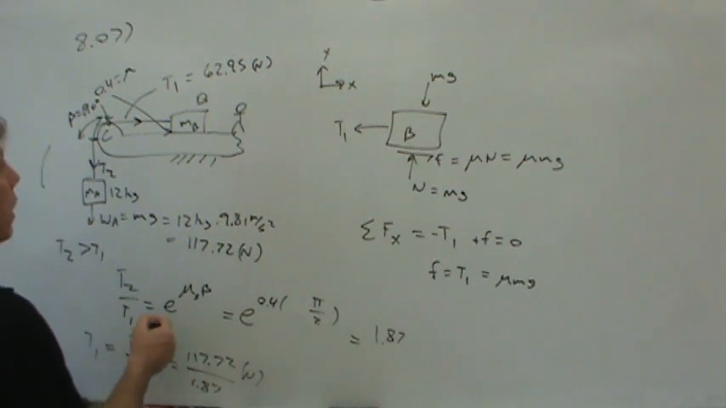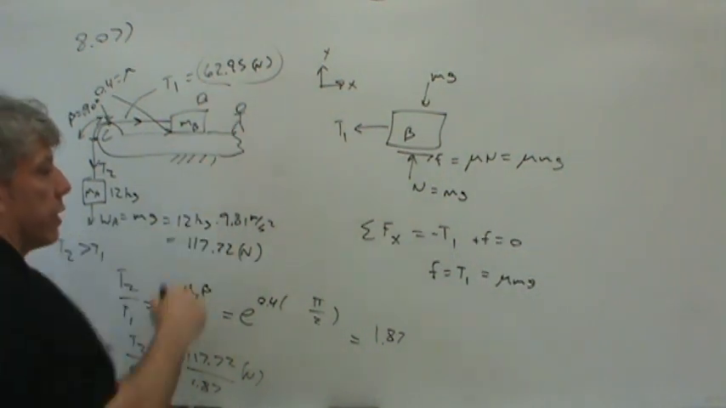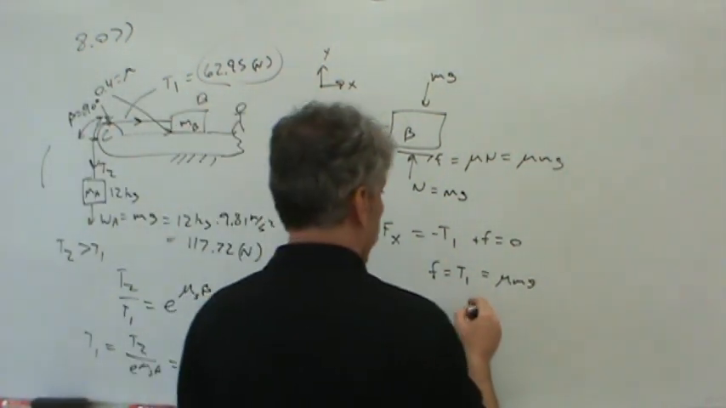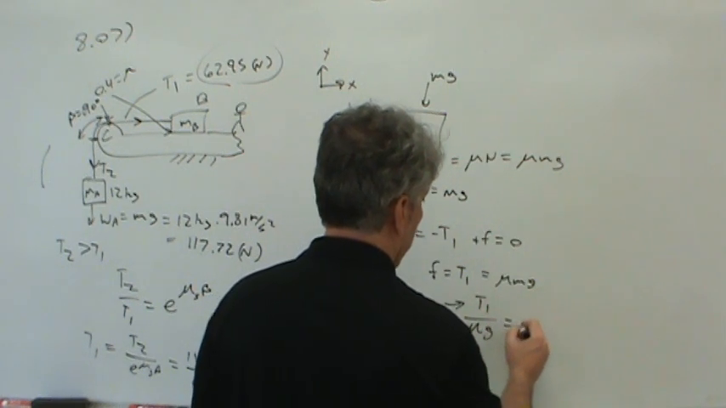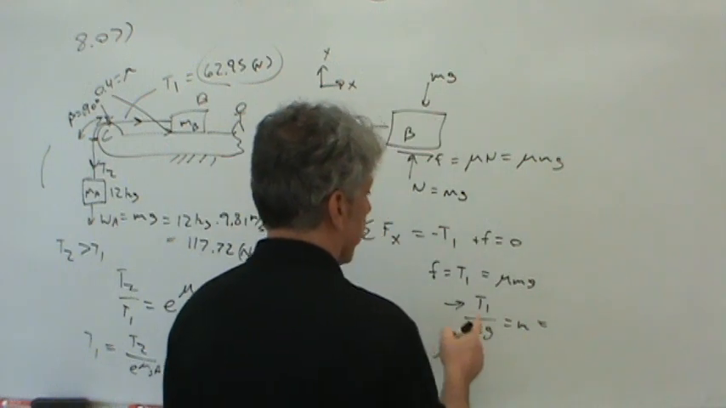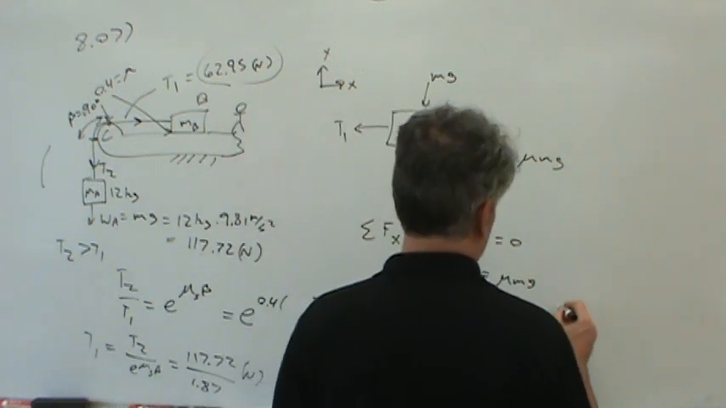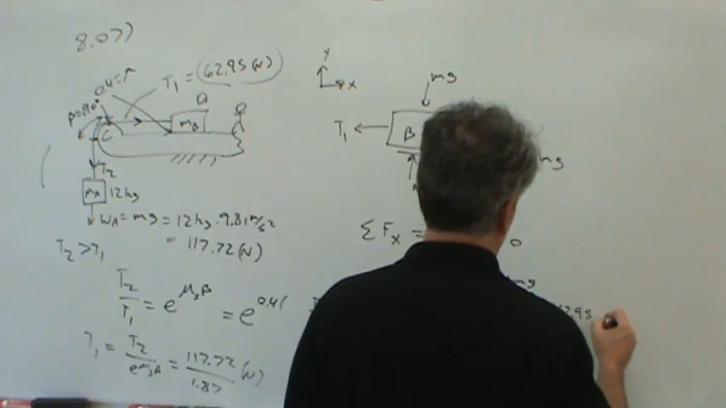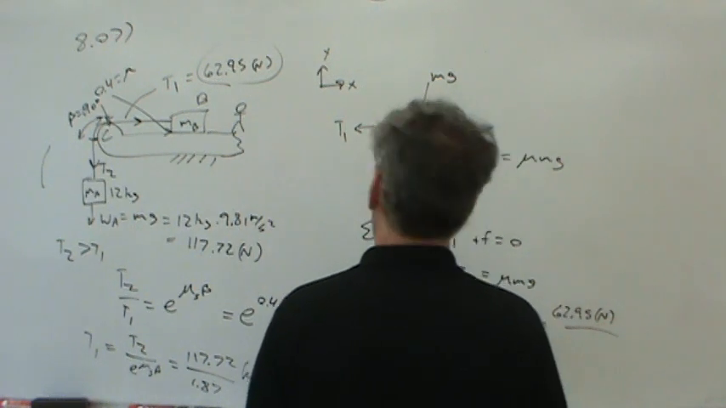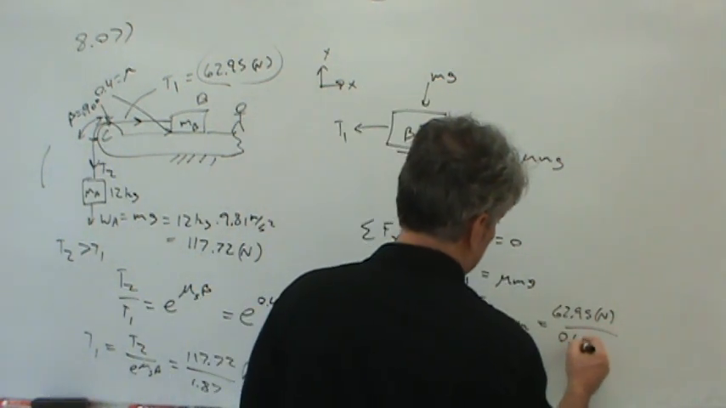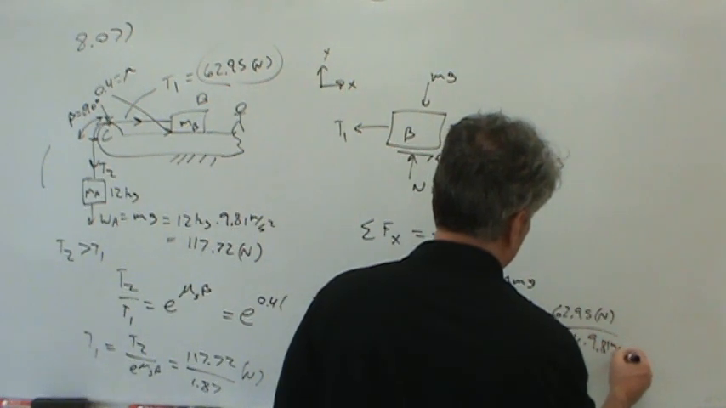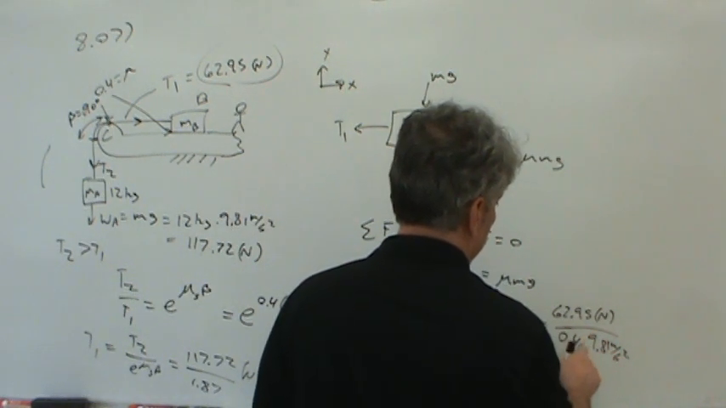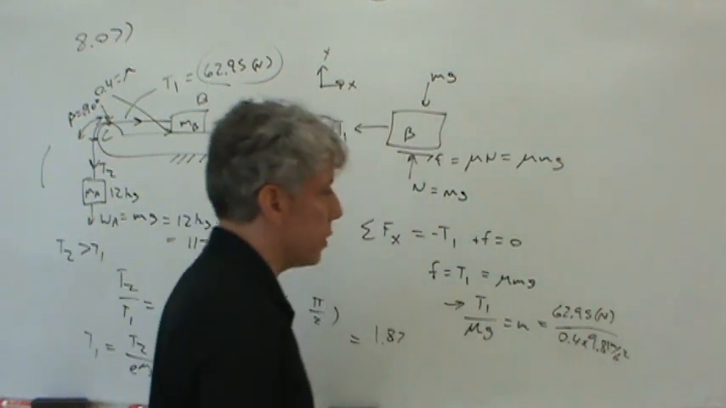Where is it? I thought I wrote it down there. It's 62.95 newtons. So if we rearrange this, take T1 divided by μg, that would be the mass required. So that tension is 62.95 newtons divided by the friction coefficient of 40%, divided by 9.81 meters per second squared. Put an X in there to indicate multiplication if you'd like.